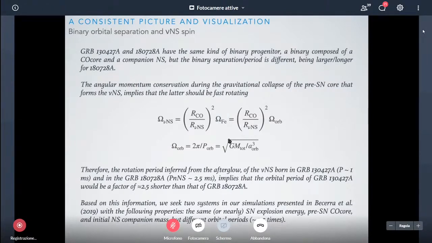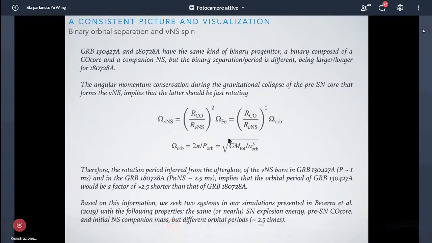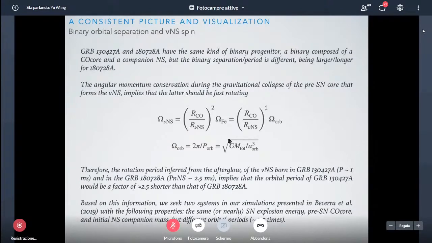If we consider the angular momentum conservation during gravitational collapse of the pre-supernova core that forms the new neutron star, it implies that the latter should be faster rotating, from the formula here. Here a_orb is the orbital separation, Omega_orb is the orbital frequency, and Omega_νNS is the newly born neutron star spin frequency.